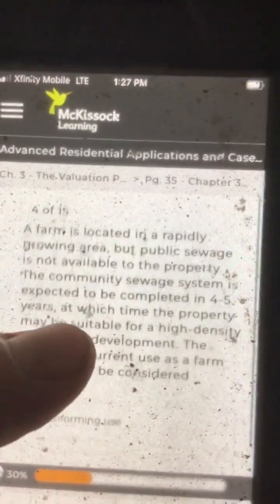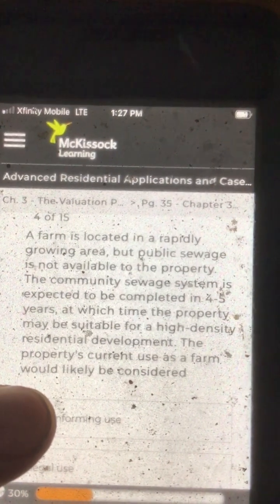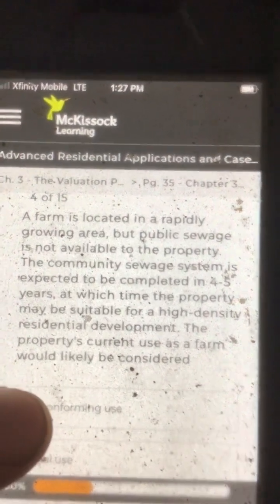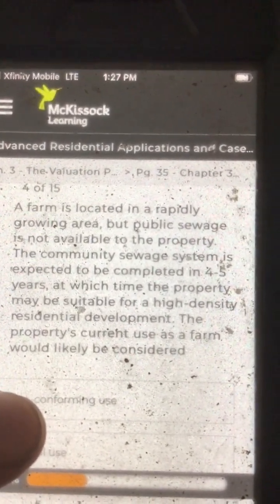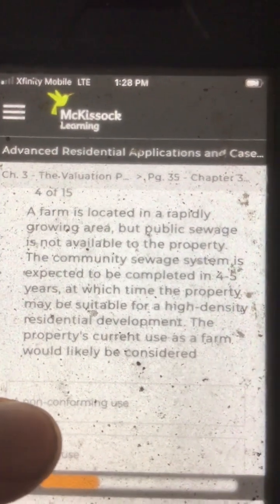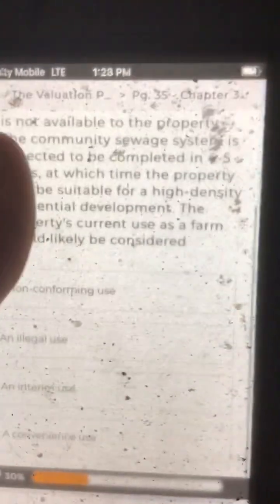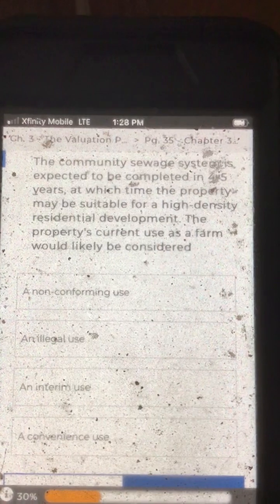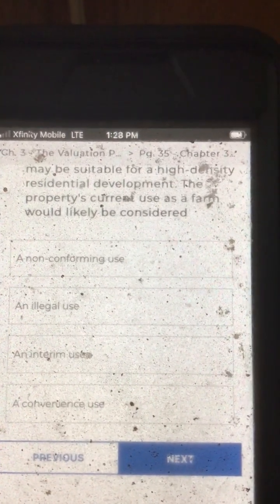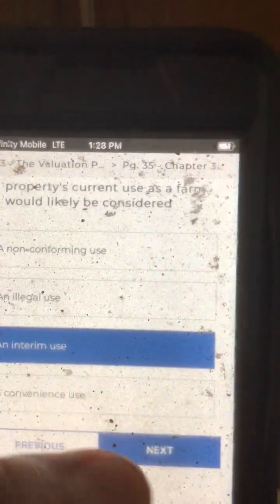Number 4, a farm is located in a rapidly growing area, but public sewage is not available to the property. The community sewage system is expected to be completed in 4 to 5 years, at which time the property may be suitable for a high density residential development. The property's current use as a farm would likely be considered A. a non-conforming use, B. an illegal use, C. an interim use, or D. a convenience use. I'm going to go C, an interim use.